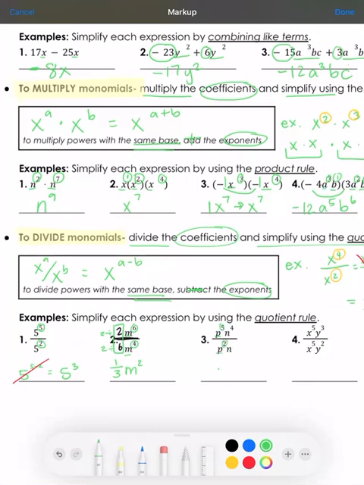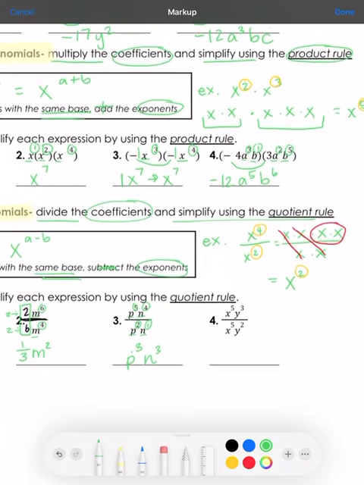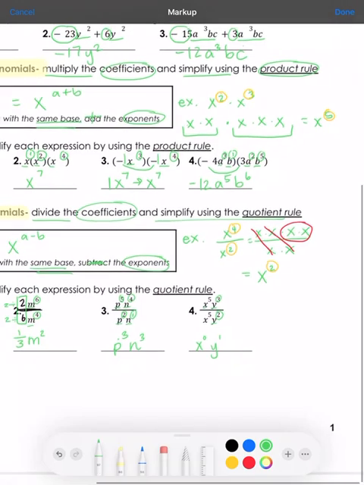All right, moving on here, I have p to the 5th and p squared, so 5 minus 2 gives me p to the 3rd. And then I have n to the 4th and n to the 1st. 4 minus 1 gives me n to the 3rd. And finally, this last one, I have x to the 5th and x to the 5th. Well, 5 minus 5 is 0, so I have x to the 0. And then I have y to the 3rd and y squared. 3 minus 2 is 1.